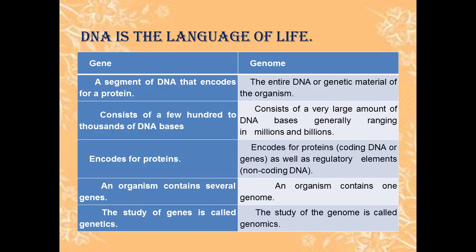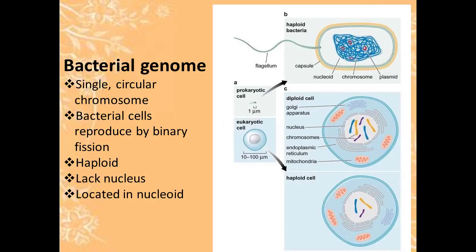A gene encodes for proteins. A genome encodes for proteins, what we call coding DNA or coding genes, as well as regulatory elements, which are called non-coding DNA. An organism can contain several genes. An organism contains one genome, that is the entire genetic material. The study of genes is called genetics. The study of the genome is called genomics.